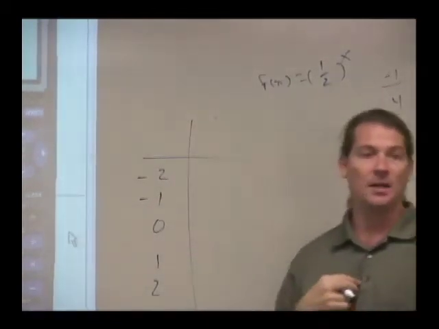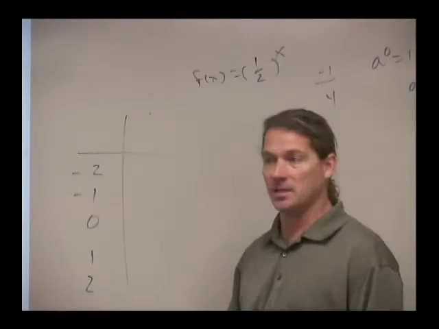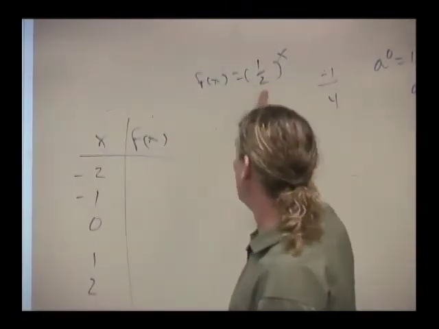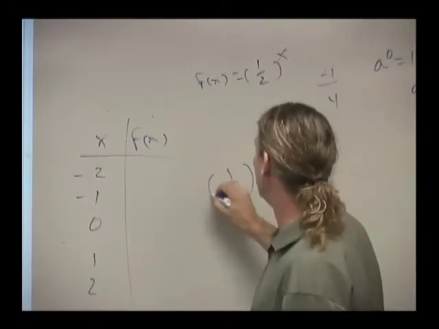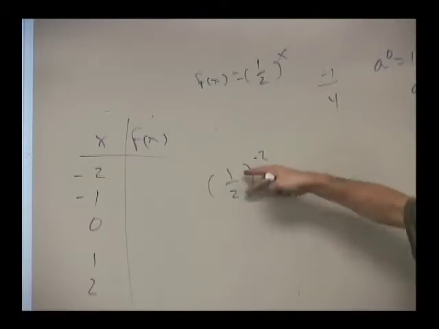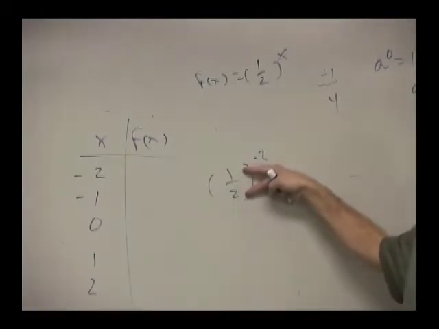Choices for me around the origin for x, so I can see the behavior of the function on this side. And since it's going to be 1/2, what is 1/2 raised to the negative 2? Well, you're going to flip this over. This will be 2 raised to the positive 2, or 4.